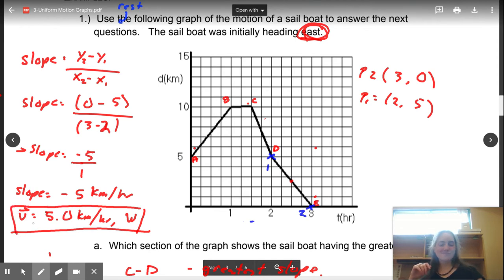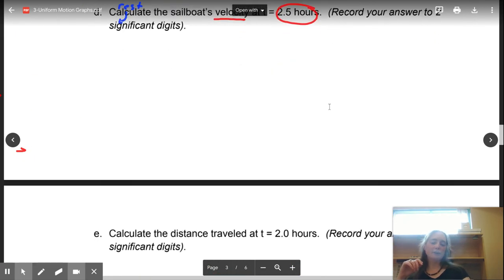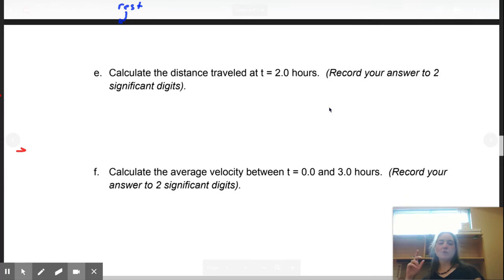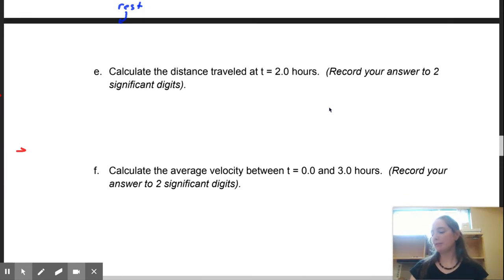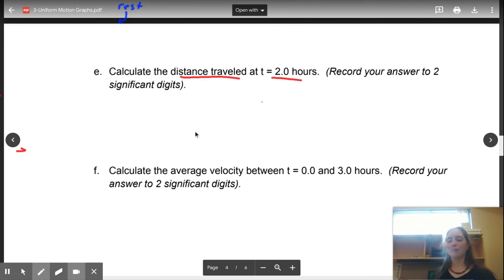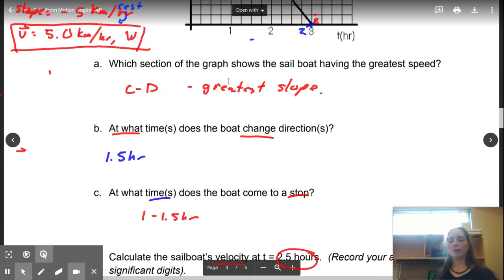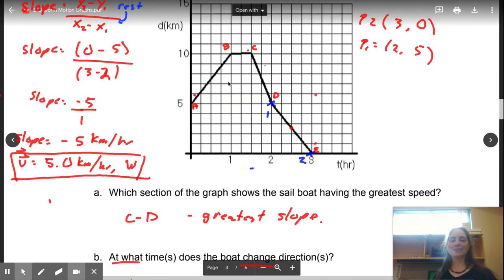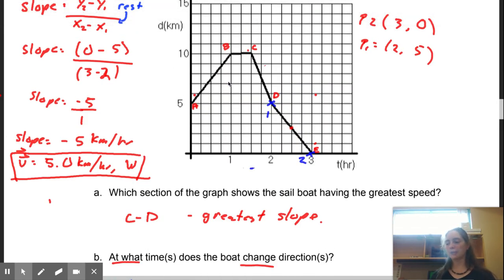Alrighty. Okay. So we're now going to go look at our next graph here. Oh, excuse me. I missed a piece. Excuse me. It's Monday. All right. So this next piece we're going to look at is calculate the distance traveled at 2 hours. Okay, so I'm going to jump back up here to our graph. And it says the distance traveled at 2 hours. Well, how would we do that? Well, let's have a look.